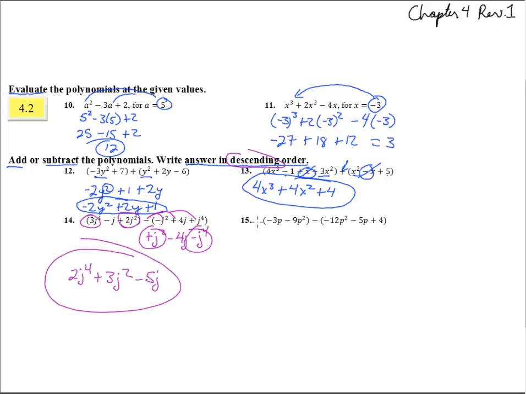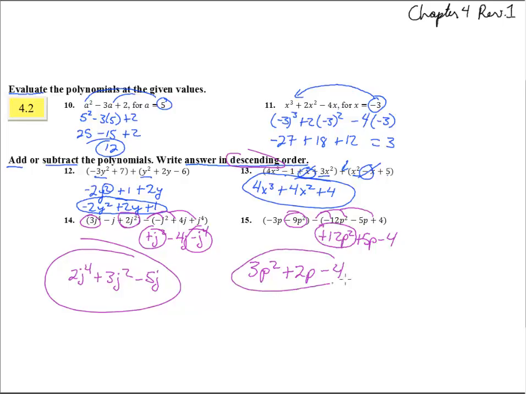Good. Number 15. We're going to jump that negative in, so we get plus 12p squared plus 5p minus 4. So let's look at, let me see, p squared is the biggest ones we've got as far as degree, so that's going to be 3p squared. Negative 3p plus 5p, that's a plus 2p. And then the minus 4. Good.